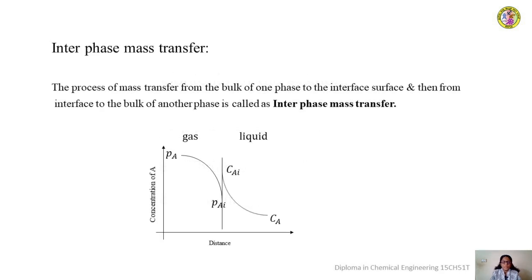So let me first define what is meant by interface mass transfer. It is a transfer of mass from the bulk of one phase to the interface between the two phases, and then from the interface to the bulk of another phase. This process is called interface mass transfer.